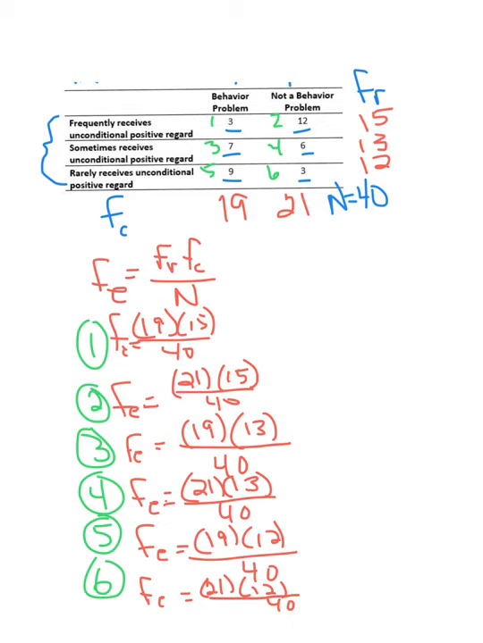Sorry, it was really sloppy. So if you were to calculate those out for cell 1, this is 7 point, and I'm going to round a few decimals, 125.